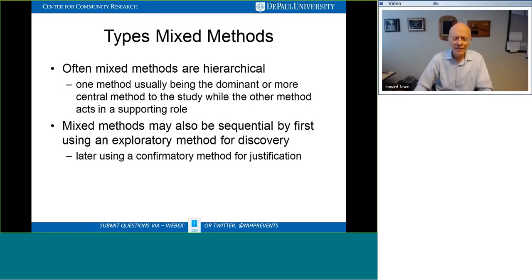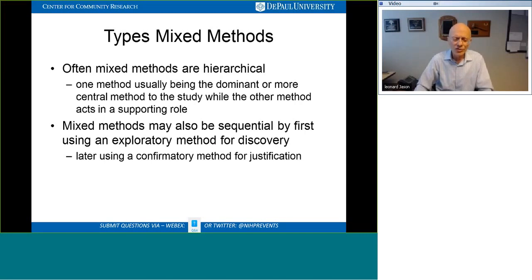Now, there are different types of mixed methods approaches. Often, one is hierarchical. So one method is usually dominant or more central. The other is more secondary or supportive. But that doesn't always occur. Sometimes both approaches are, in a sense, equivalent.